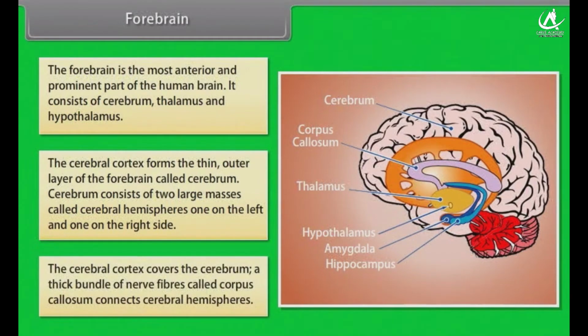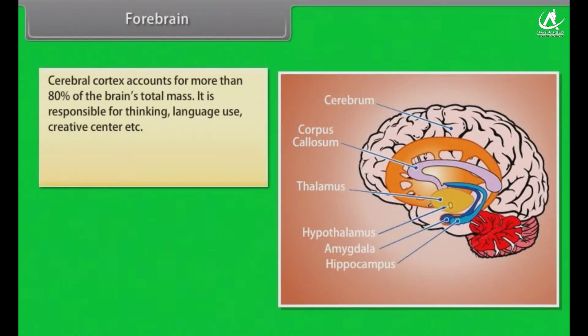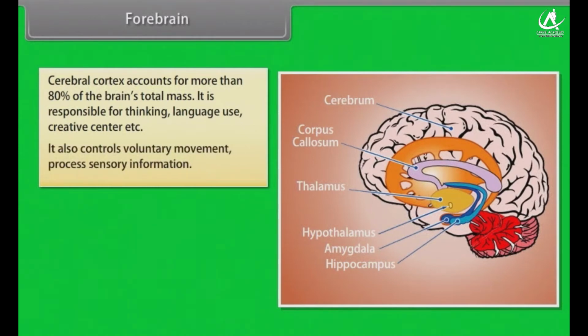The cerebral cortex covers the cerebrum. A thick bundle of nerve fibers called corpus callosum connects the cerebral hemispheres. Cerebral cortex accounts for more than 80% of the brain's total mass. It is responsible for thinking, language use, creative center, etc. It also controls voluntary movement and processes sensory information.